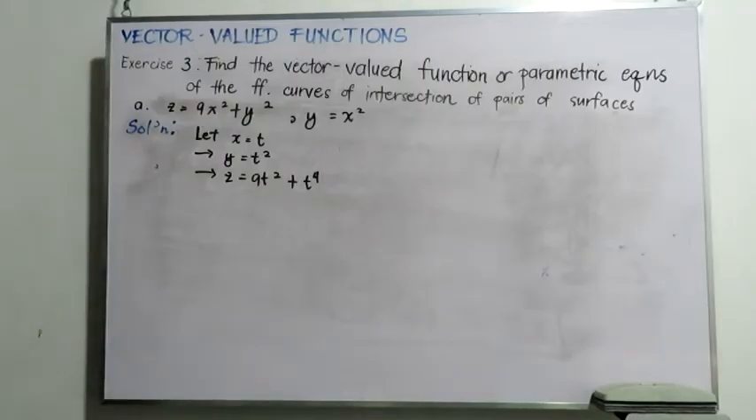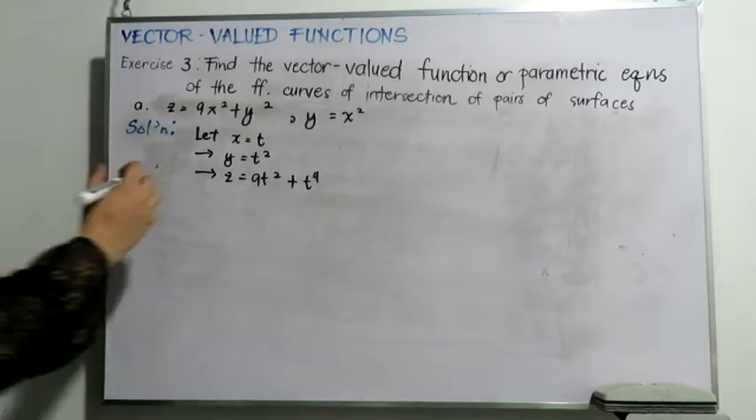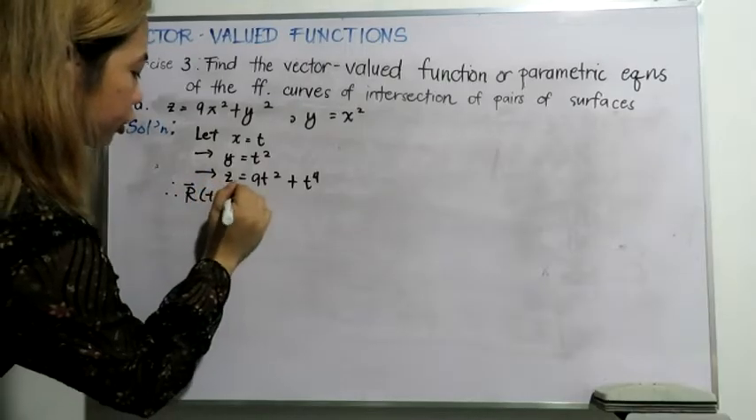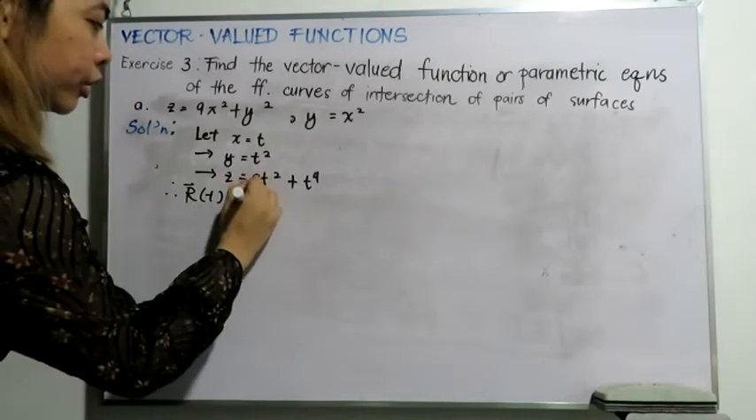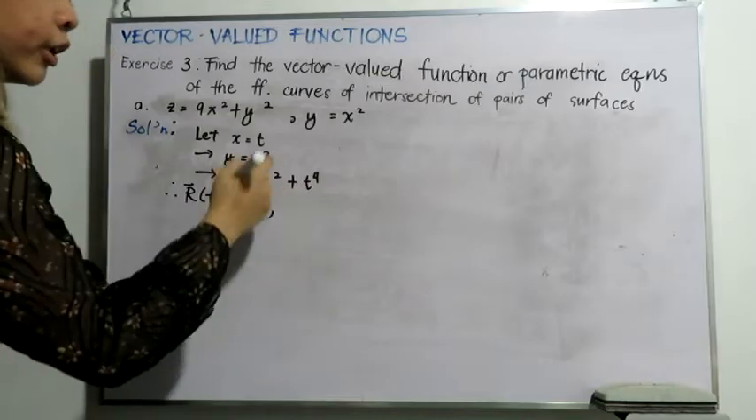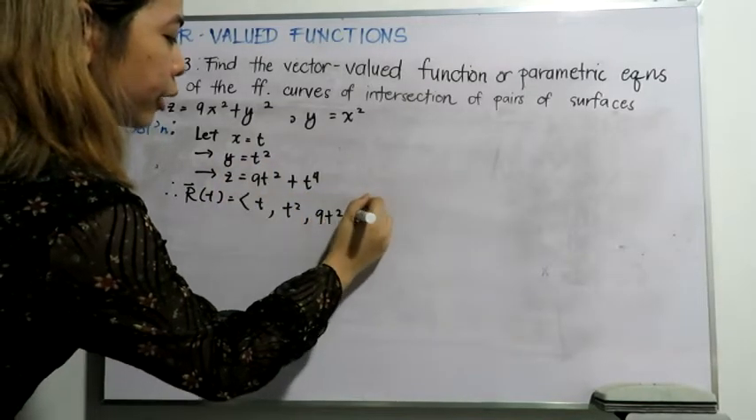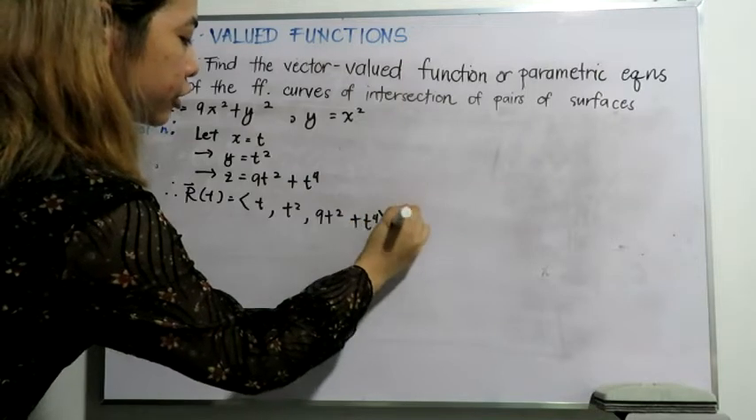And thus, we obtain the parametric equations of the curve of intersection given by r of t, which is equal to t, t squared, and 9t squared plus t to the fourth.